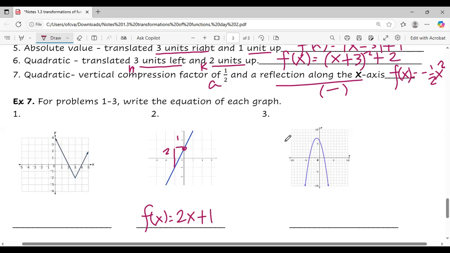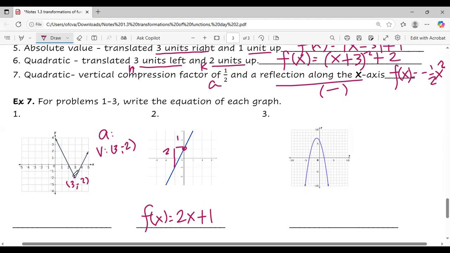For the V, the absolute value graph, what you need is your a and your vertex. Remember, your vertex is basically h and k. That's all you need to write the equation: a, h, and k. Sorry, I'm reading that backwards. Your vertex is 3, -2. That's right here. You have to notice that the V opens up, so there's no reflection here. There's no negative a. a is going to be positive.